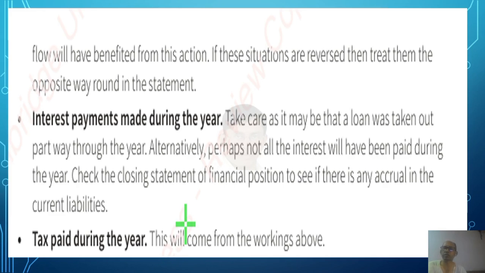Interest payment made during the year. Take care, as it may be that a loan was taken out part way through the year. Alternatively, perhaps not all the interest will have been paid during the year. Check the closing statement of financial position to see if there is any accrual in the current liabilities. Tax paid during the year will come from the workings above.